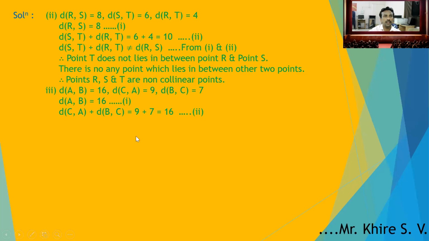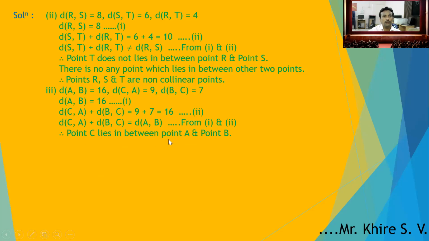Therefore from equation 1 and 2 we can write distance CA plus distance BC is equal to distance AB. And therefore point C lies in between point A and point B. And therefore we can say that these three are collinear points. Points A, B, C are collinear points. Therefore we can write it as A-C-B, means point C lies in between point A and point B, or B-C-A, means point C lies in between point B and point A. Got it?